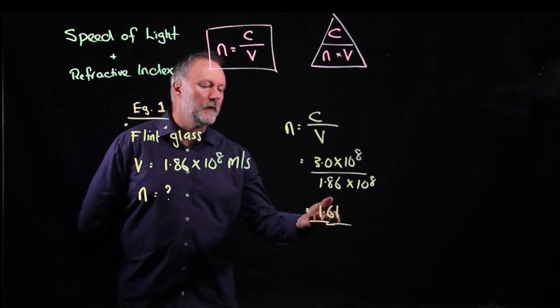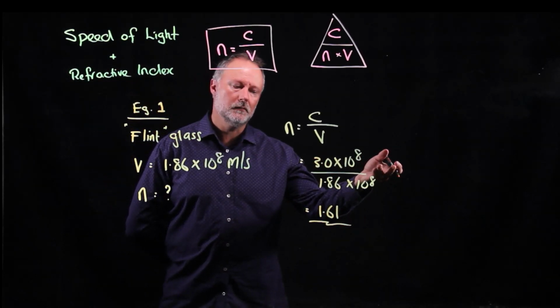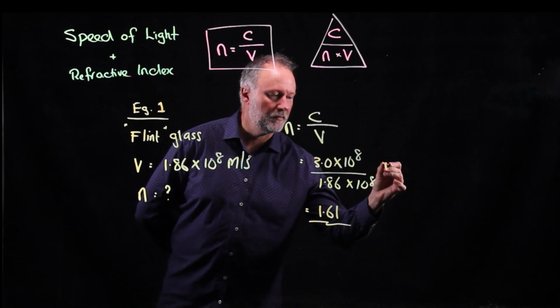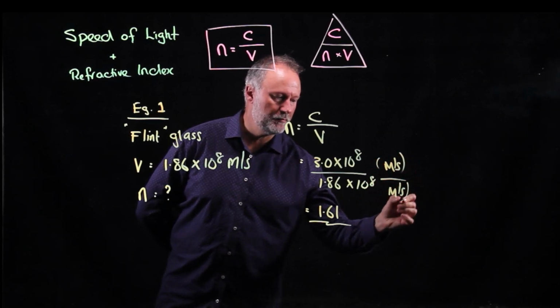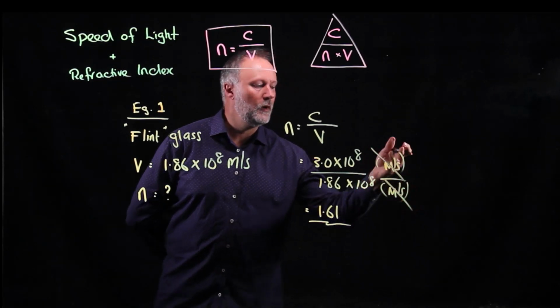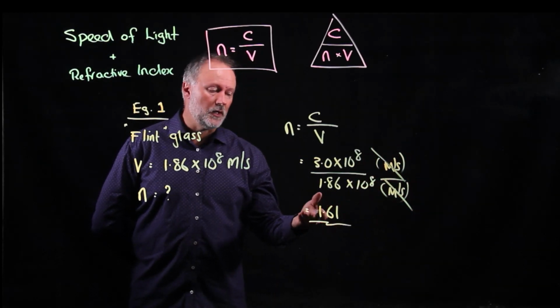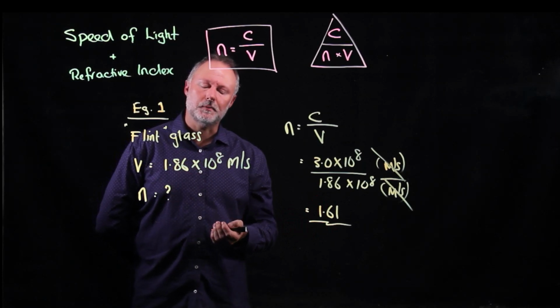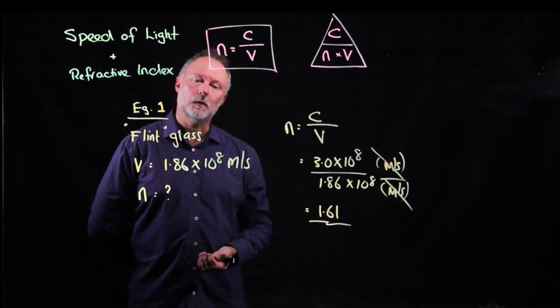Now, of course, this value has no unit because it is a speed in meters per second divided by a speed in meters per second. So effectively, this is meters per second being divided by meters per second. The numerator and denominator units cancel out to leave me with a unitless quantity. So the answer to our question, flint glass with the speed of light of 1.86 by 10 to the 8 meters per second has a refractive index of 1.61.